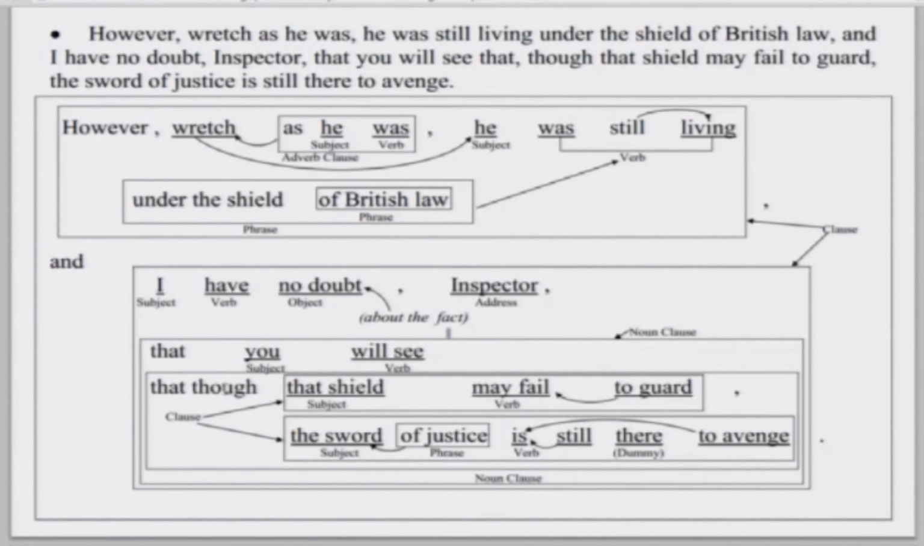Okay. Though that shield may fail to guard, subject, verb, purpose, the sword of justice is still there to avenge. The sword is the subject, "of justice" is elaboration, "is" is the verb, that is all actually. Okay. This "there" is actually dummy, whether you call it dummy subject coming later or you call it dummy complement, because there is nothing to complete, nothing there. Okay. "Still" is an adverb, "to avenge" is purpose. Okay. So, this has quite a bit of complication, and one needs to read it a little slowly to appreciate the full import of the sentence.